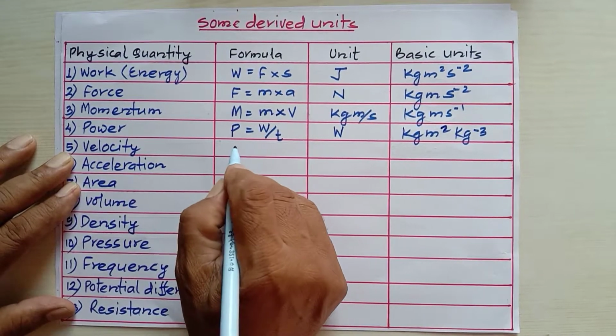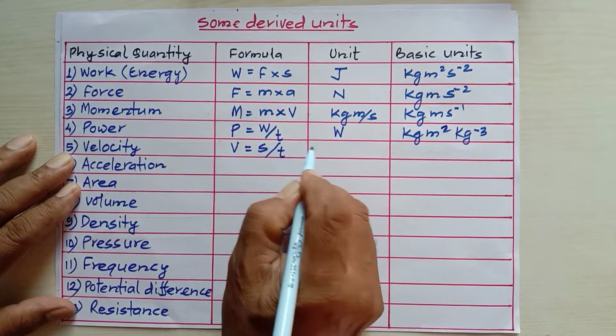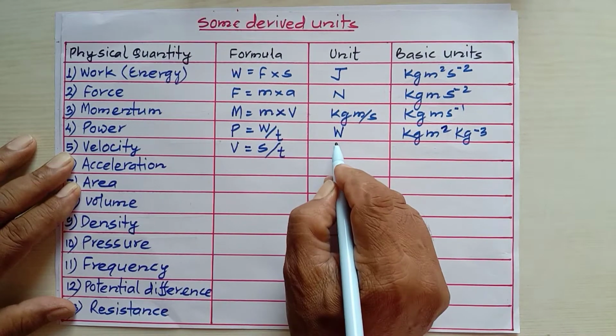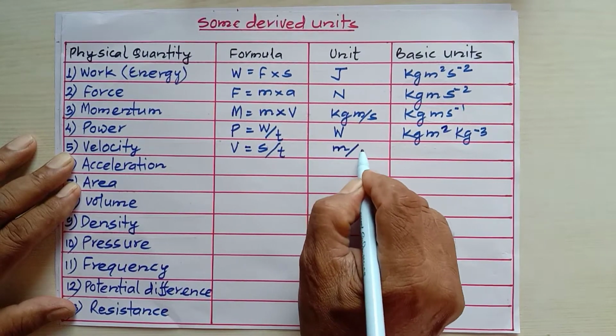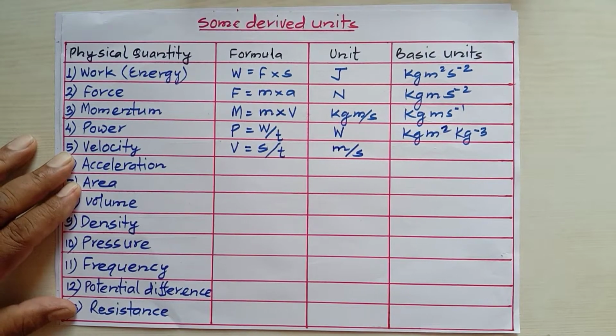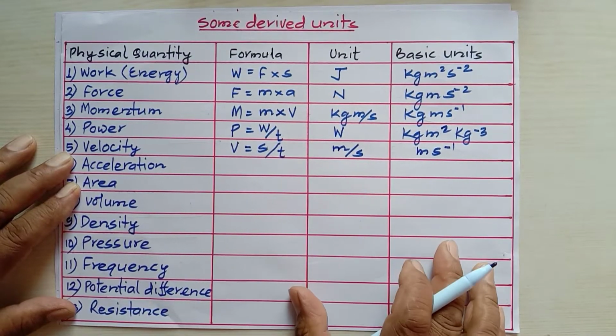Now what is velocity? This is very simple. Velocity is equal to distance by time, and for distance by time the unit is the same. Distance is measured in meter, time is measured in second. We are using the SI system, and if second goes up, meter second to the power minus 1.